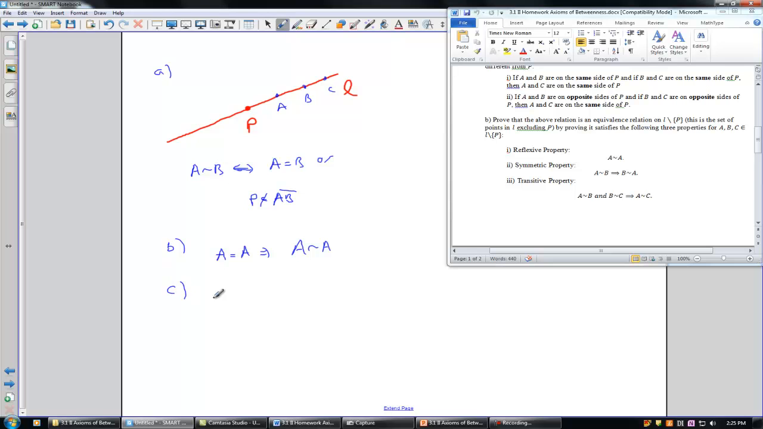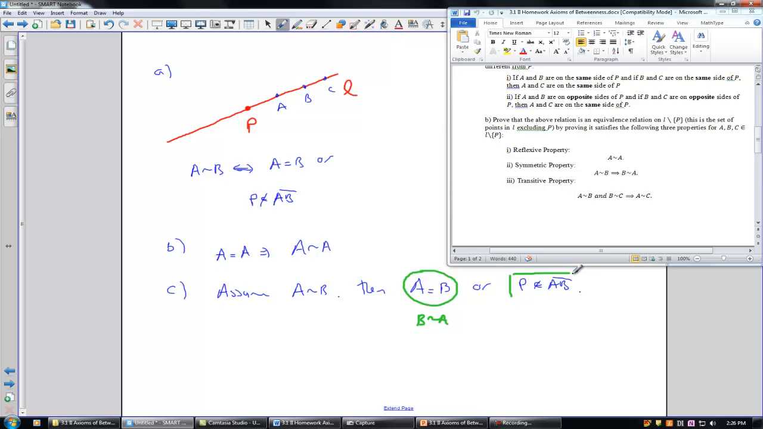All right, and then part C, you're going to assume A is related to B. All right, so then what do you know? Well, then you know either A is equal to B or P is not an element of the line segment AB. If this, right, then B is equal to A, and you get B is on the same side of A.